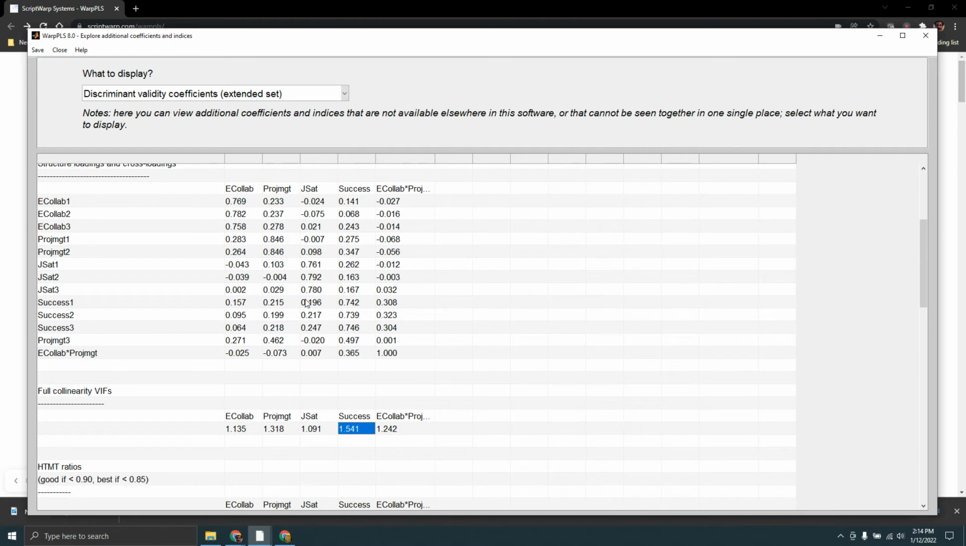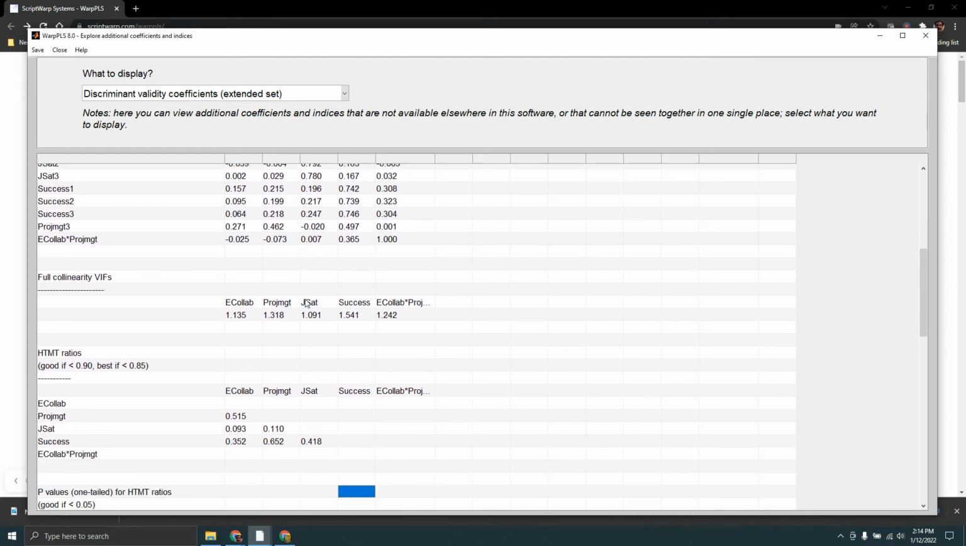Looking at the FCVIFs, there is one that is a little bit higher than the others, but again, not above the threshold that is normally used, 3.3, to suggest a discriminant validity problem. Let's see the HTMT ratios. Again, we have a higher one here than the others, but not higher than 0.85 or 0.9, so it doesn't seem to indicate any problem with discriminant validity.